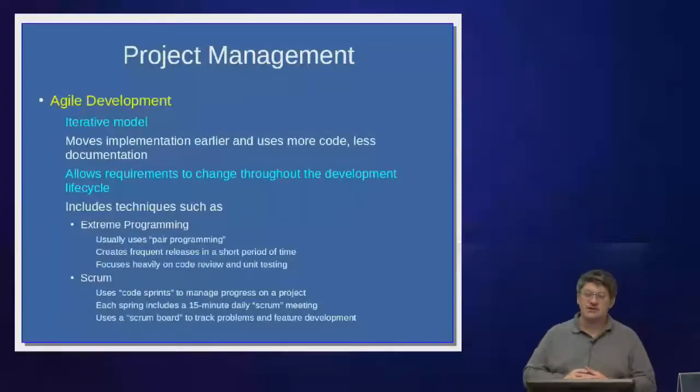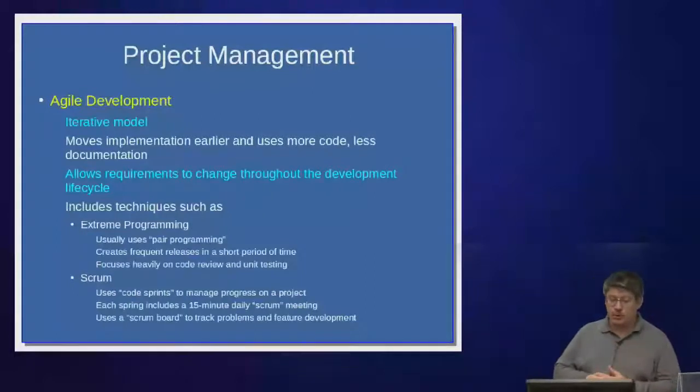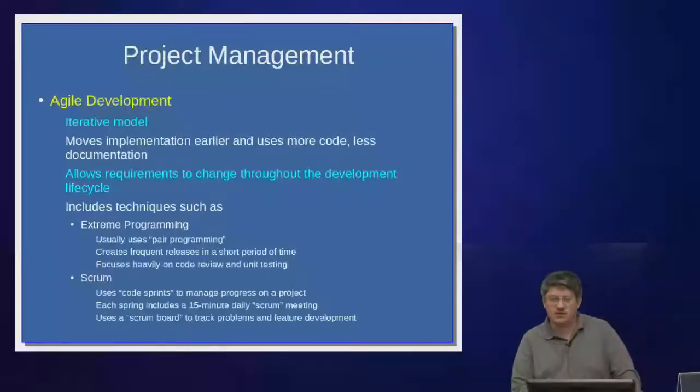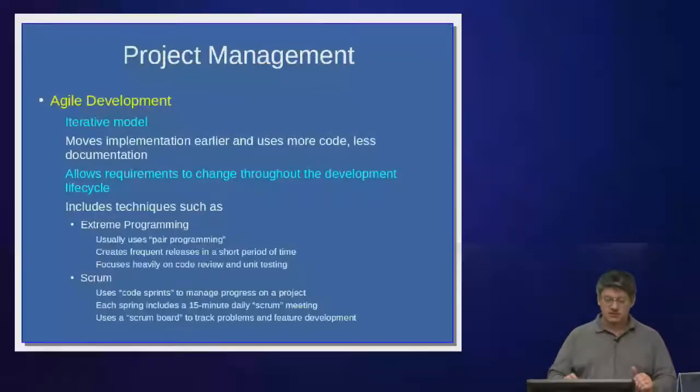There's different approaches to Agile development. Two of them are extreme programming and Scrum. Extreme programming usually means that you program in pairs. One person sits at the keyboard typing and the other watches over their shoulder, making comments, and then sometimes you switch back and forth. You create frequent releases in a short period of time, and it focuses heavily on code review and unit testing. Scrum's a little bit different.